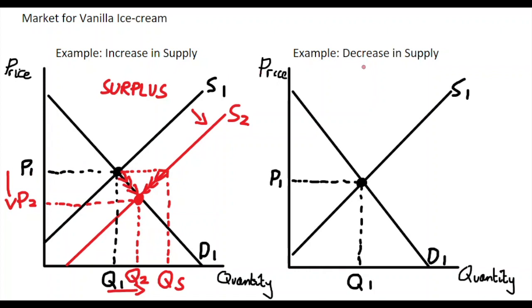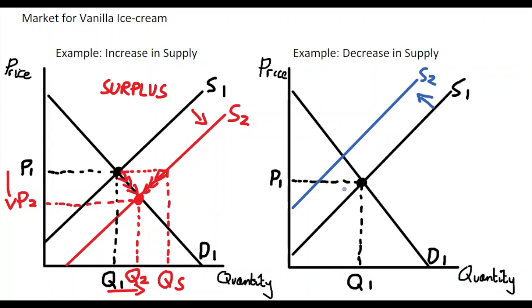In example number 2 over here, we have a decrease in supply. So first off, we want to show what happens on a diagram, and a decrease in supply is shown by a leftward shift of the supply curve. And we show that with our blue line here, which we will label S2, indicating a leftward shift of our supply curve.